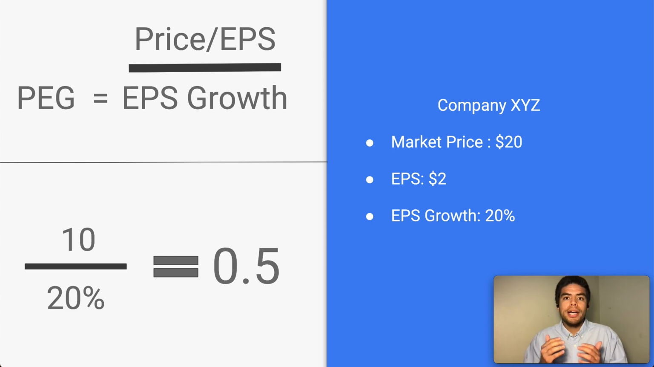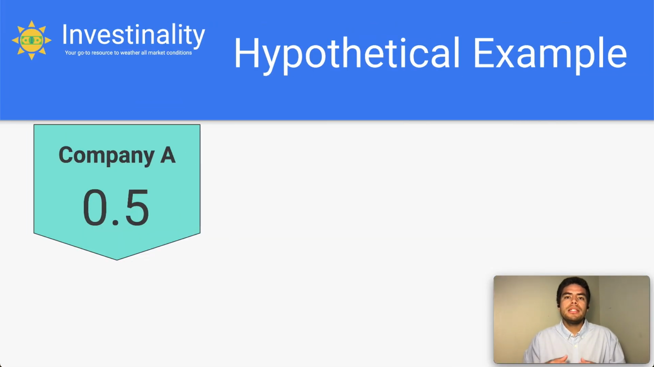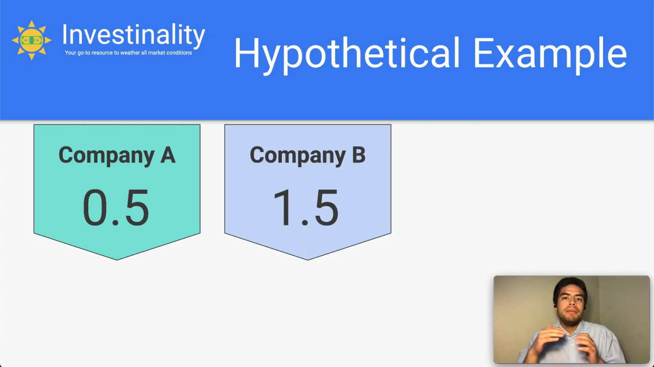Now let's walk through a hypothetical example to get a little bit more clarification on how the PEG ratio can be helpful. Let's imagine two companies. Company A has a PEG ratio of 0.5. Company B has a PEG ratio of 1.5. This means that Company B is currently at 1.5 times its expected EPS growth. On the other hand, Company A is at 0.5 of its expected growth.